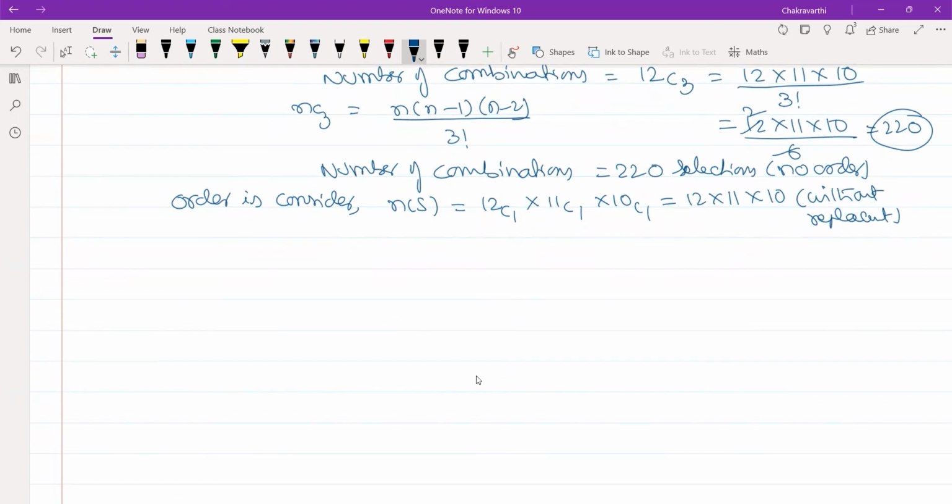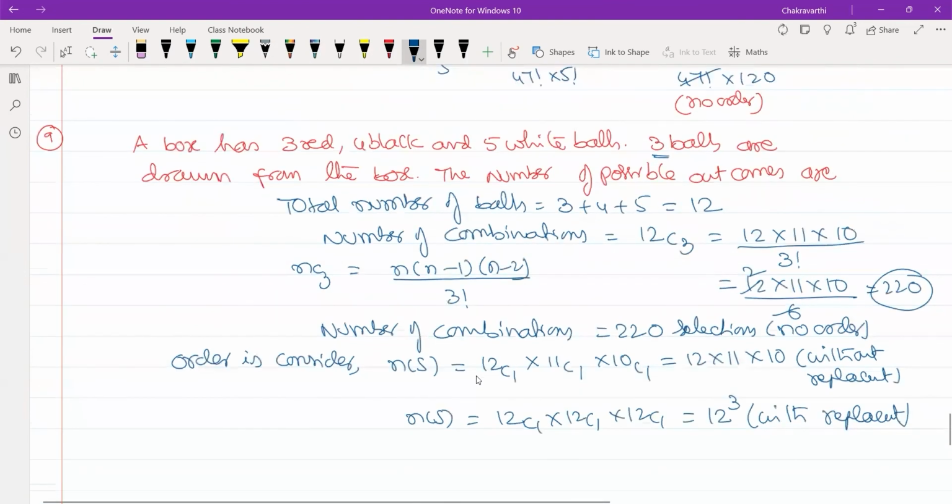Based on the requirement, you can use them. According to probability theory, don't bother about this situation. I am giving a simple technique. So now n of S with replacement is 12C1, 12C1, 12C1. That is 12 cubed, with replacement condition. With replacement, both are very important. So these are the examples here.